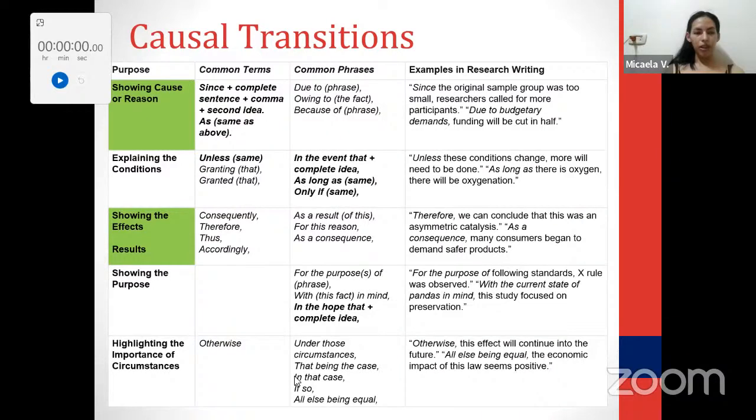Okay, showing the effects, results. Common terms: consequently, therefore, thus, accordingly, as a result of this, for this reason, as a consequence. Therefore, we can conclude that this was an asymmetric catalyst. As a consequence, many consumers began to demand safer products. Good. Thank you, Michaela. So in this case, I believe that this can be very clear. In case you have questions, let me know.